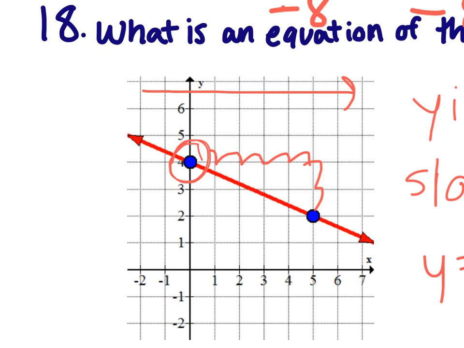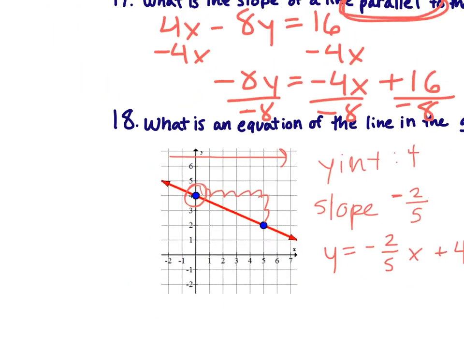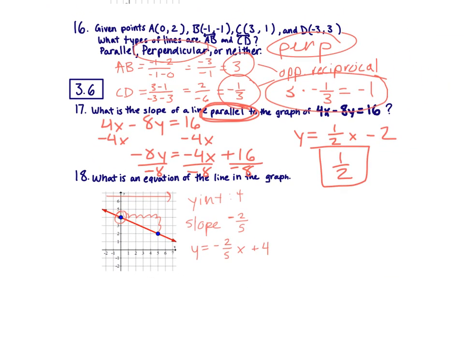Alexis, do you have a question? Yeah, for 17. If a line is parallel, then it has the same slope, right? Yes. So I assume that the slope is 4, but now you're saying that the slope is 1/2. Now I'm confused. So how did you get 4?